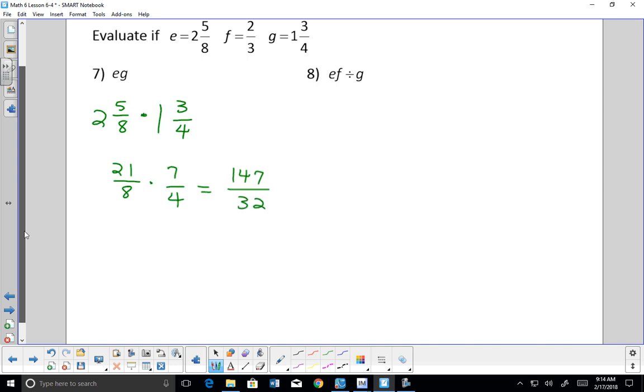32 into 147. Well, think of it as being 30 into 150. I'm thinking 5 times would be a little bit too much, so I'm probably thinking 4. Let's see, 4 times 2 is 8, 4 times 3 is 12, so I'm going to borrow here. 17 minus 8 is 9, 3 minus 2 is 1, so it's 4 and 19/32.